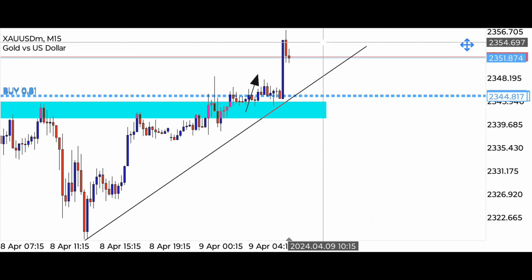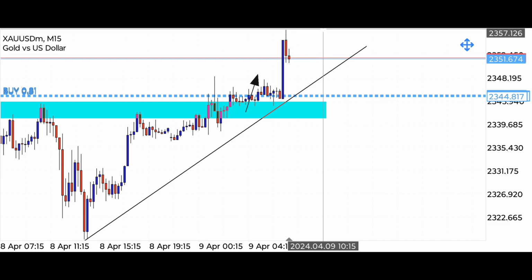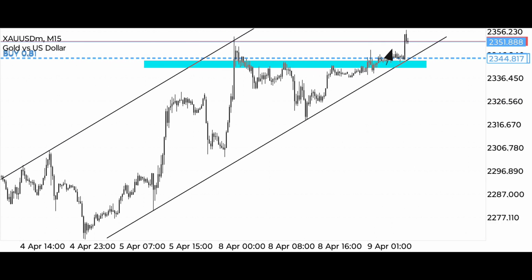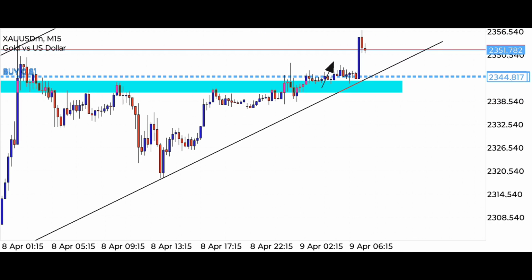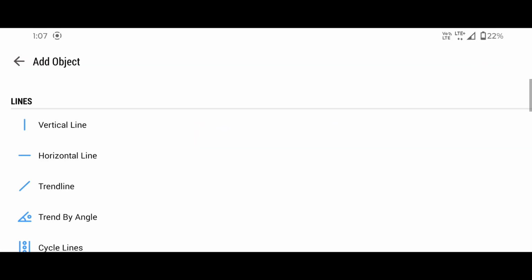My profit target was at this level, and the market moved downwards as soon as it hit it, because a strong level breakout has happened here. I will explain it to you by drawing a strong level. Always draw the right level, only then you can place the right trade. Now let us draw a strong level.